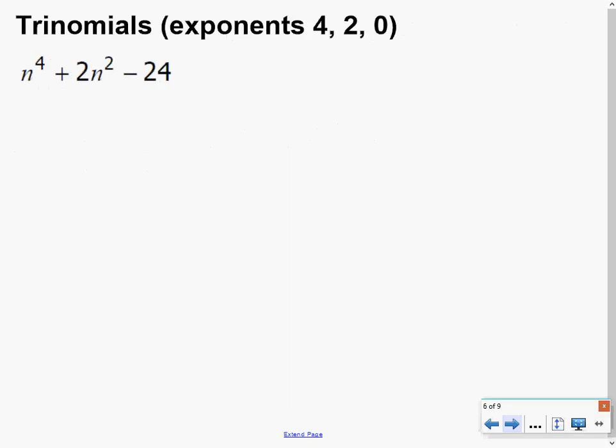These next 2 are going to look pretty similar to ones that we've done before. Okay, trinomials, but now the exponents are going to be different. So I want you to be looking at the exponents for these. Anytime you have a trinomial where the exponents go 4, 2, and then you have a constant, so an exponent of 0 really, if we're considering that this is really like an n to the 0 power here, these are going to factor identically to trinomials that were squared, first power, and then a constant. So we still just need to think what 2 numbers multiply to negative 24 and add to 2 in order to factor this.